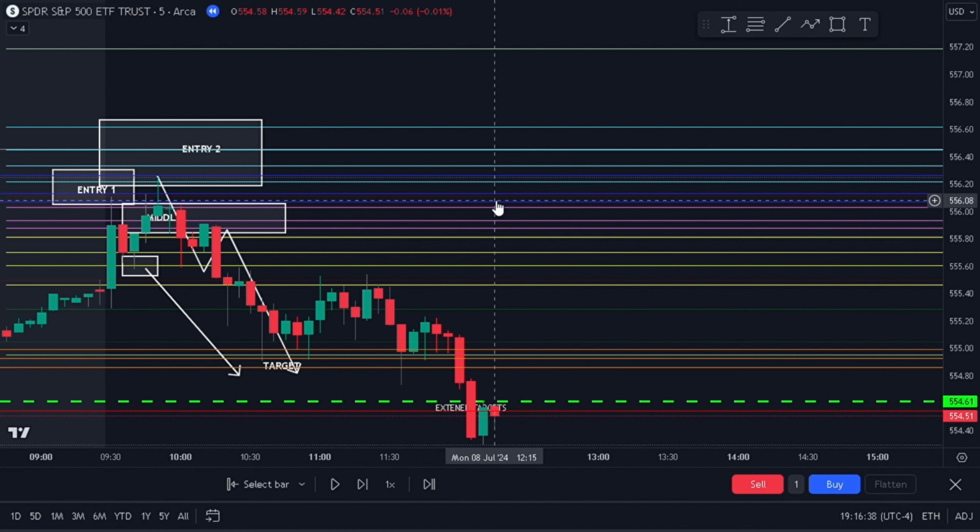Always, always, always follow the rule of the middle pink. Above equals puts, below equals calls. Do not buy the opposite way.